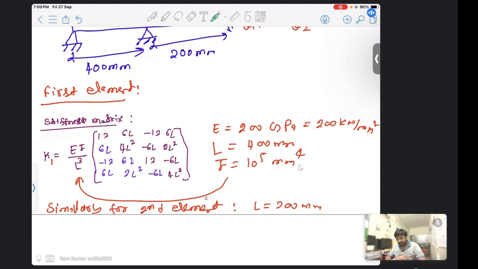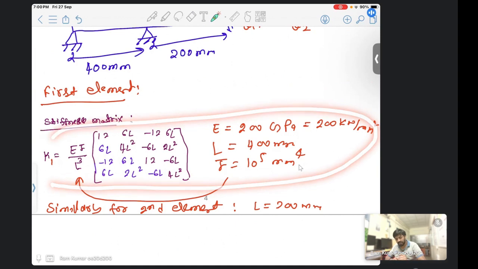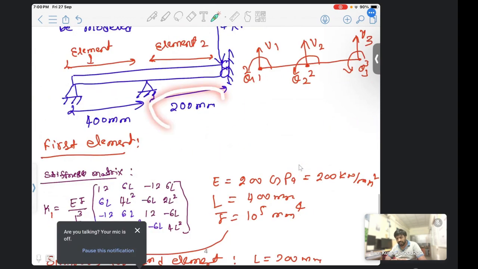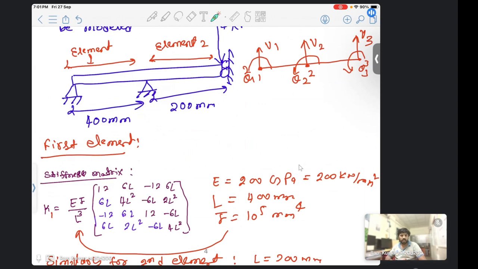So what I was telling, this equation, that matrix will be the same for all the elements. We just have to change only the length and I. So for the second element, we have to take care it is having 400 length. In total we are having 400, we are dividing half and half, it will be only 200. Okay. Till now, okay.